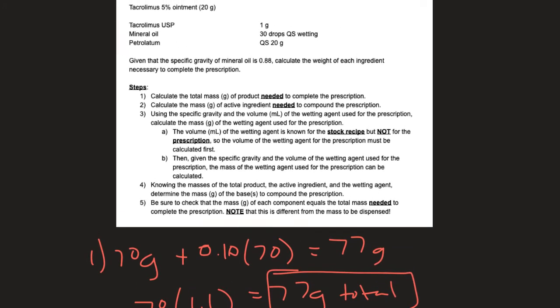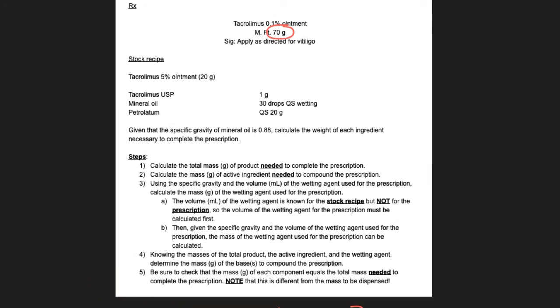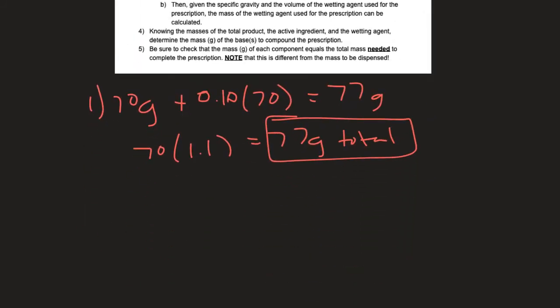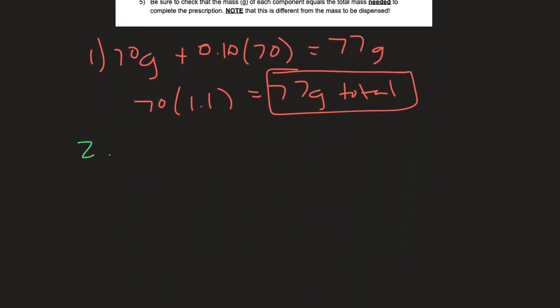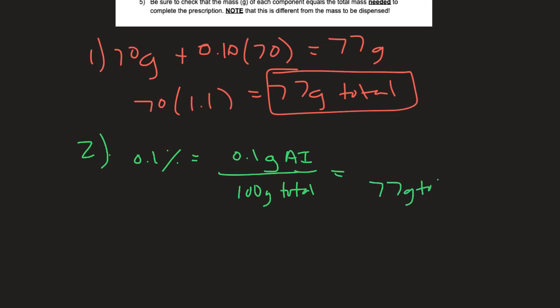And now step number 2, we're going to calculate the mass of the active ingredient needed to compound the prescription. So we know the strength of Tacrolimus is 0.1%. So step 2, 0.1% is equivalent to 0.1 grams of AI over 100 grams total. We know we're working with 77 grams total. Solving for X gives you 0.1 divided by 100 times 77, which is 0.077 grams of AI.